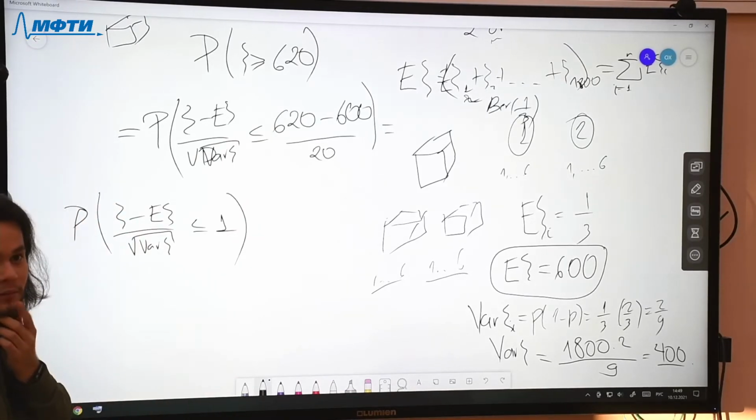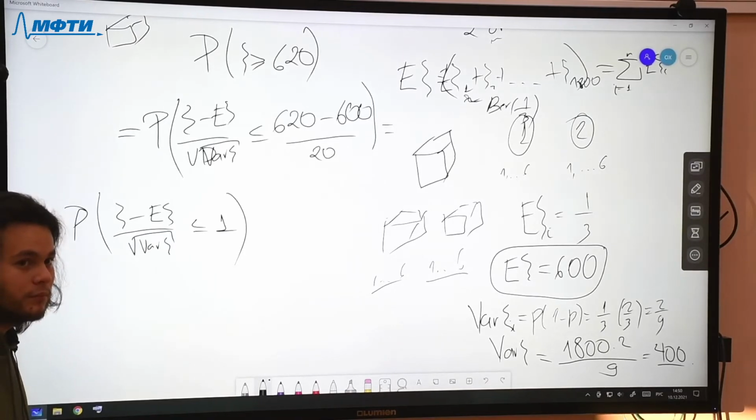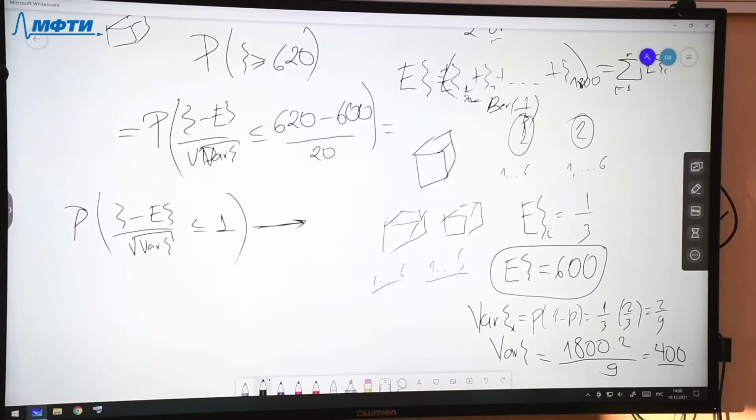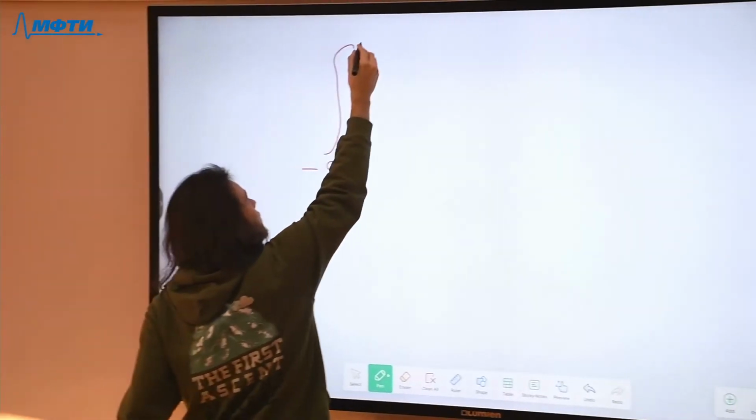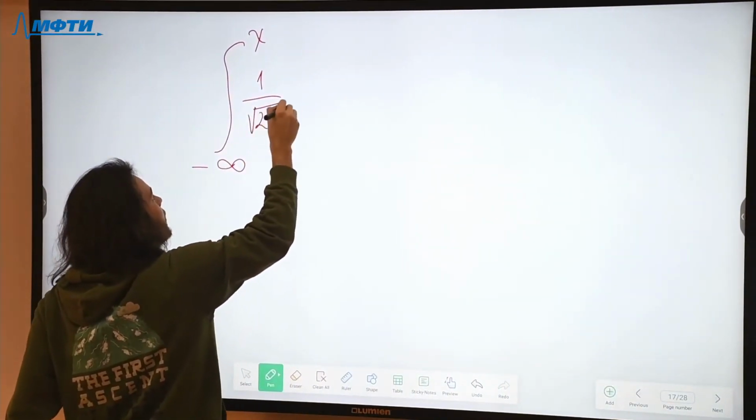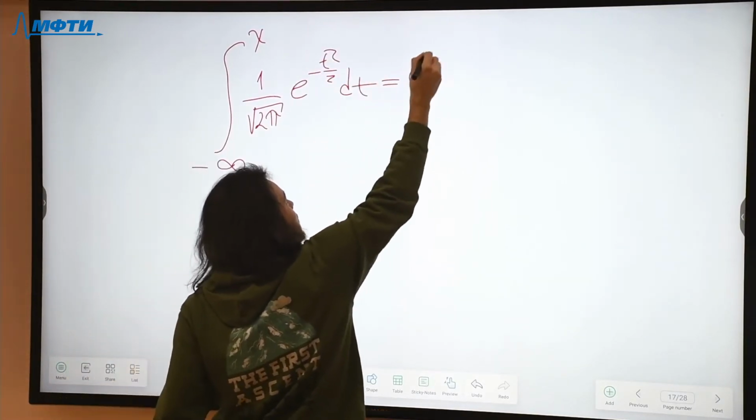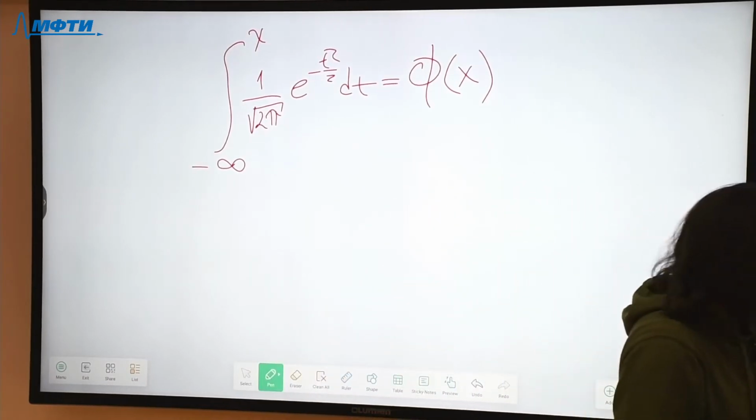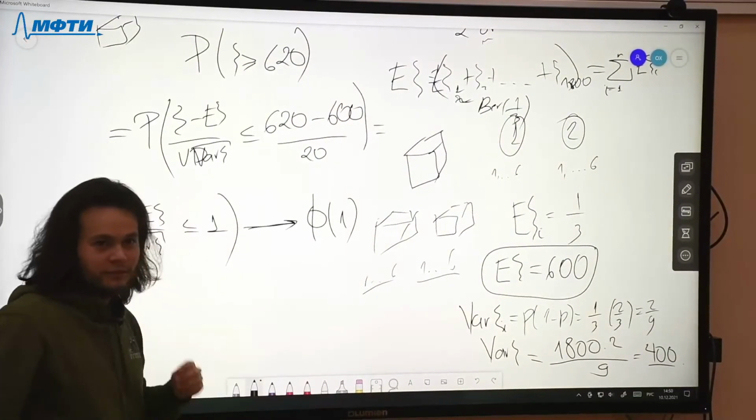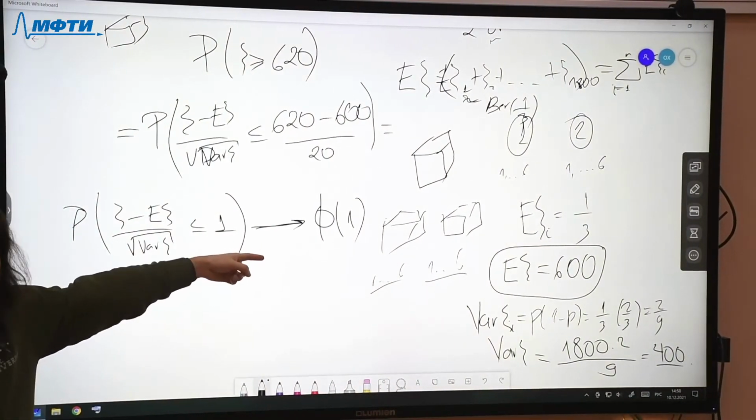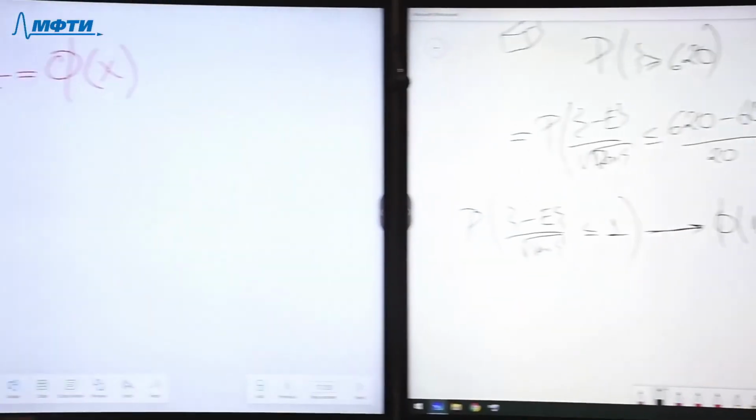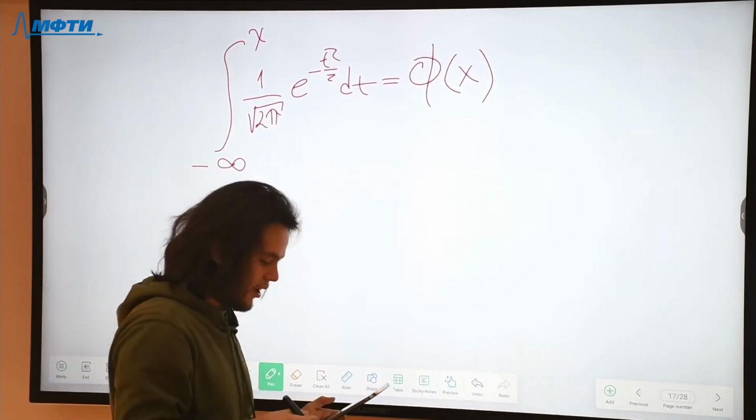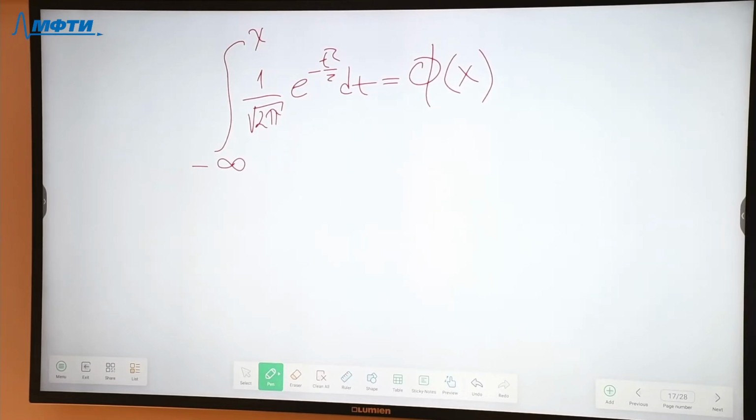So what's next? This is the distance, so this is exactly the same. And by the way, I forgot to tell you, this function, the integral from minus infinity to x of 1 over square root of 2 pi times e to the minus t square over 2 dt, is denoted like this. Okay? So if, for example, you don't have the table, but you need to write the answer, you can just write the following. That's it. And you can find the value for that. I think I have it. Yes, I will have the table over here, so you will see that.